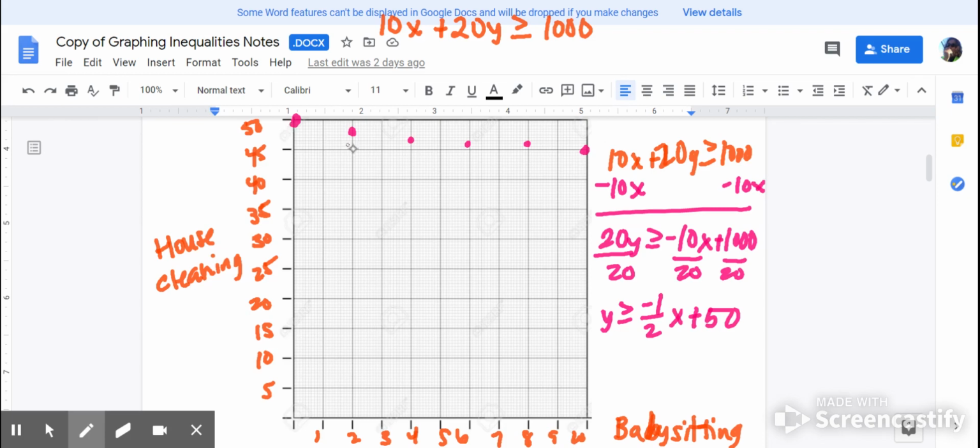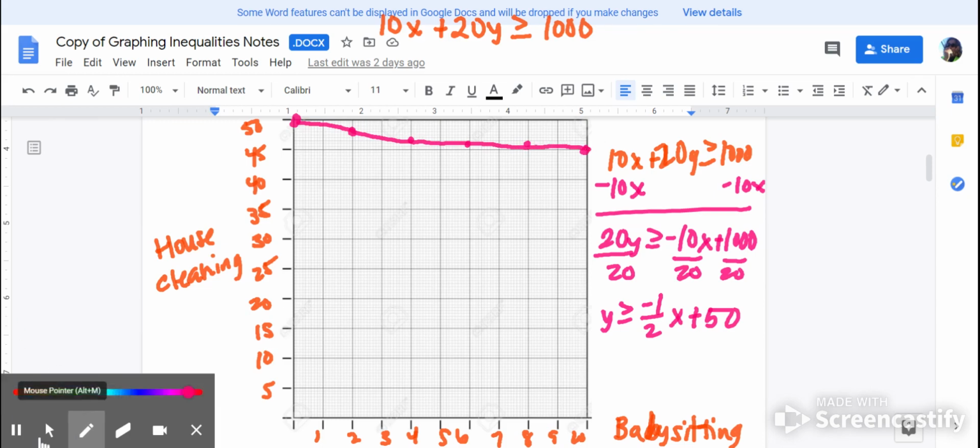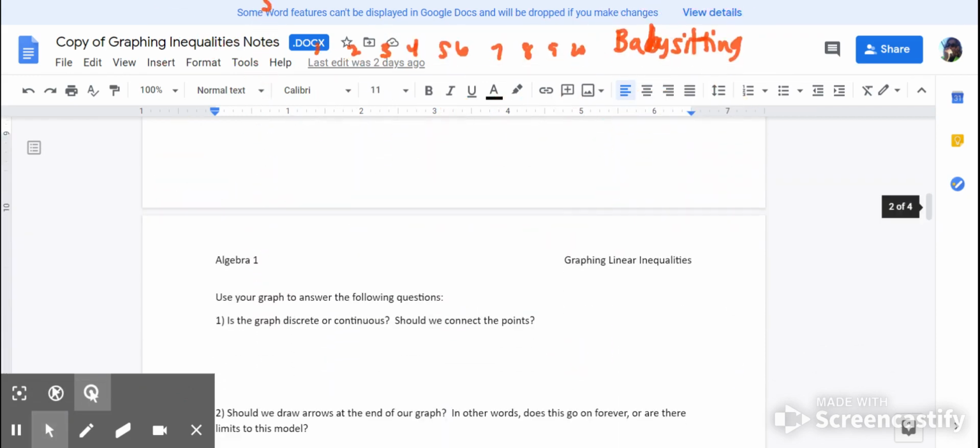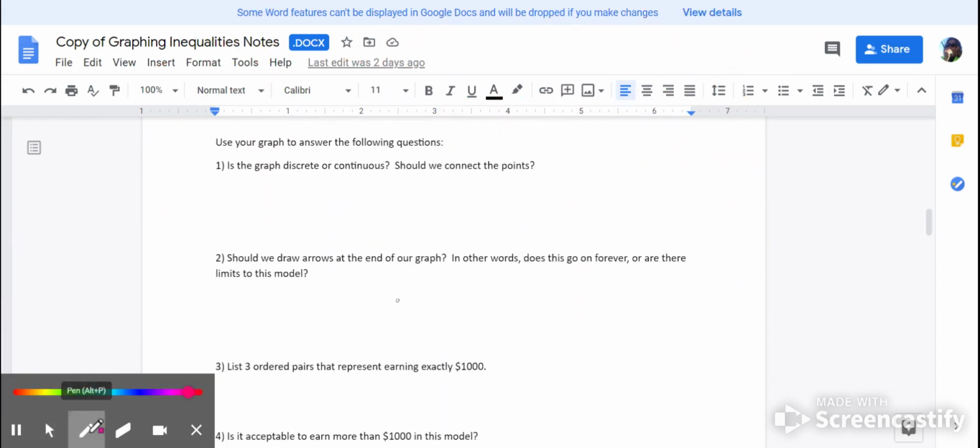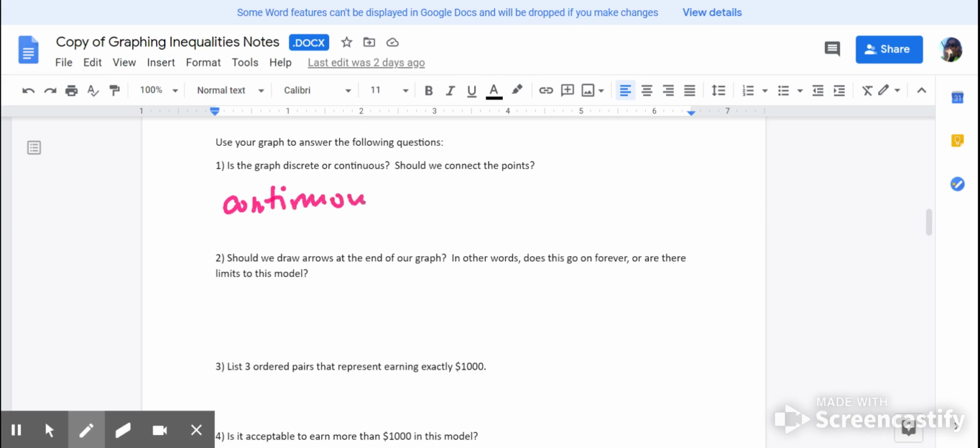Now, the questions below are going to say, do we want to connect our points? And yes, we do, because right now I'm only working every even number of babysitting hours. I can work 1 hour or 7 hours. So we do want to represent that by connecting our points. So that means it is a continuous graph because we connect our points. Again, because we can work all hours.